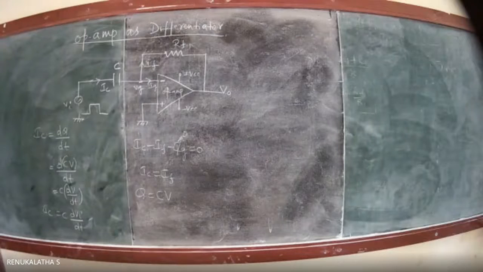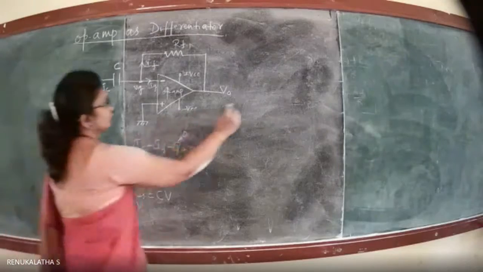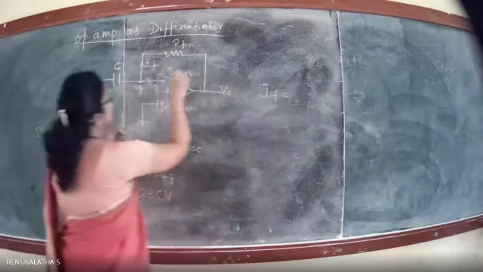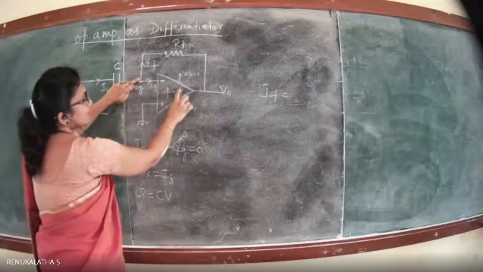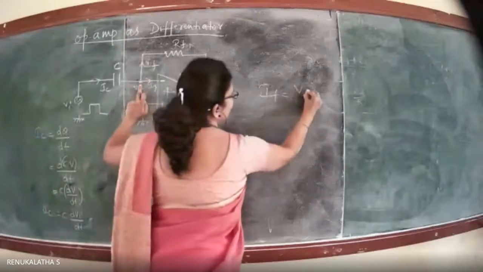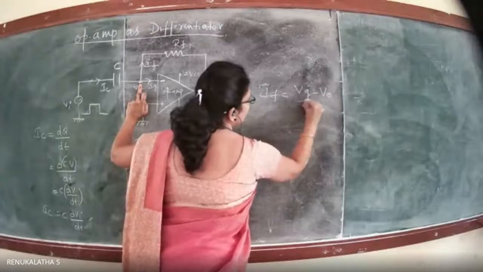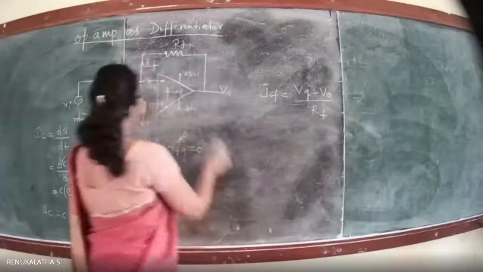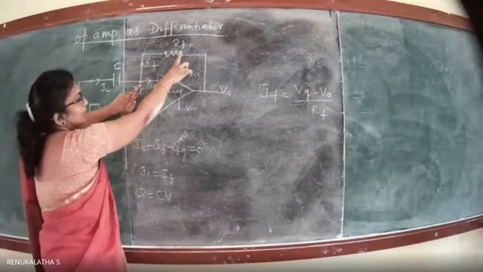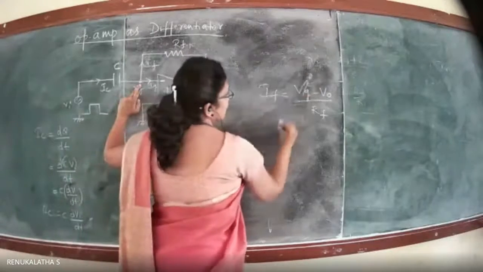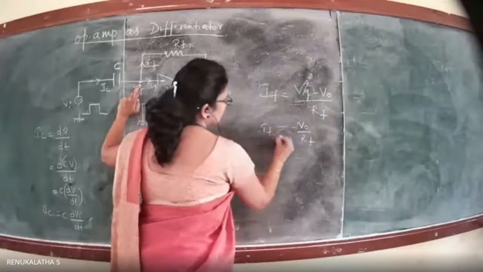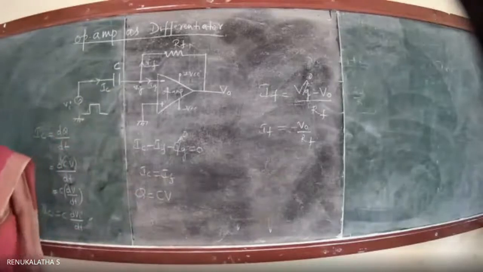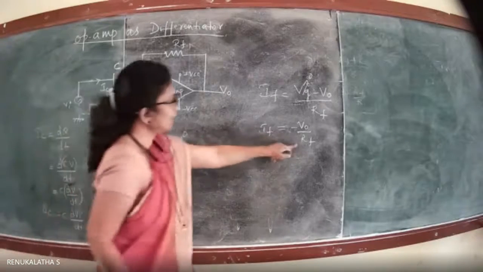Then what is IF? Look here at the current through the resistance RF. What is the voltage here? Vg minus V naught, divided by RF, is the current flow through this resistance RF. Vg is 0, right? So IF is equal to minus V naught divided by RF.